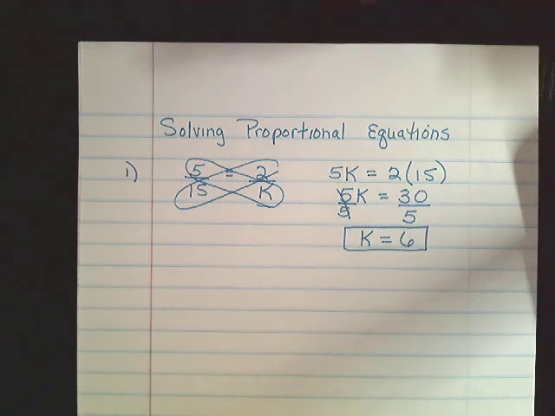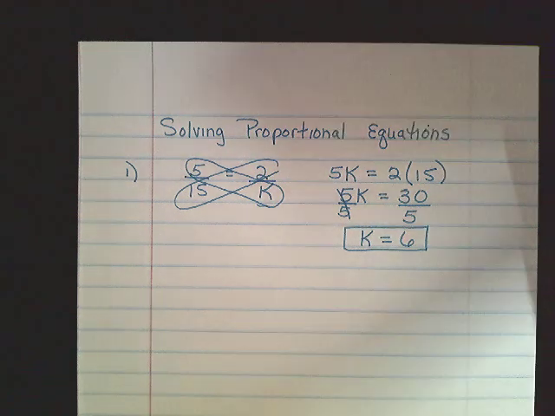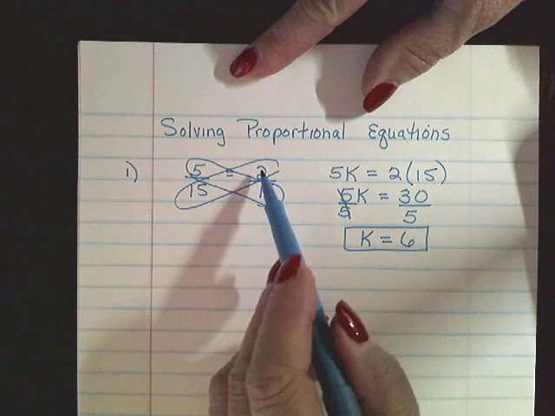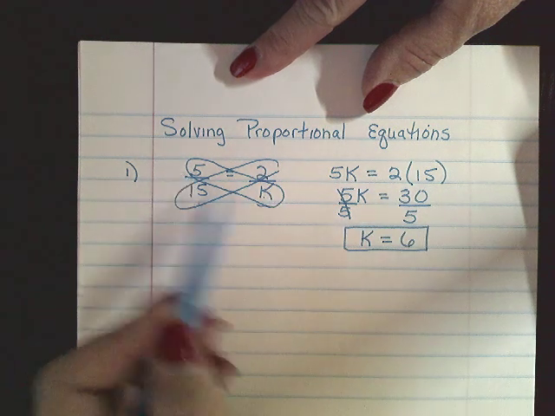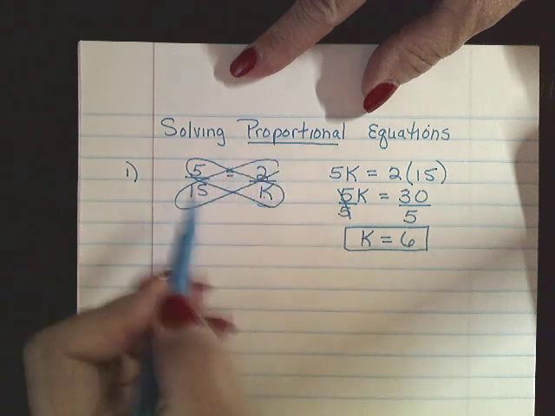Now, they're not always going to be that pretty. Some of them are going to come out as decimals. And yes, I want you to change these into decimals and round them to 2 decimal places. Okay, that would be one of the easy ones because we're just going to cross multiply the 2 and the 15 and the 5 and the k, because they're already telling you that these are proportional because they have the equal sign in between.